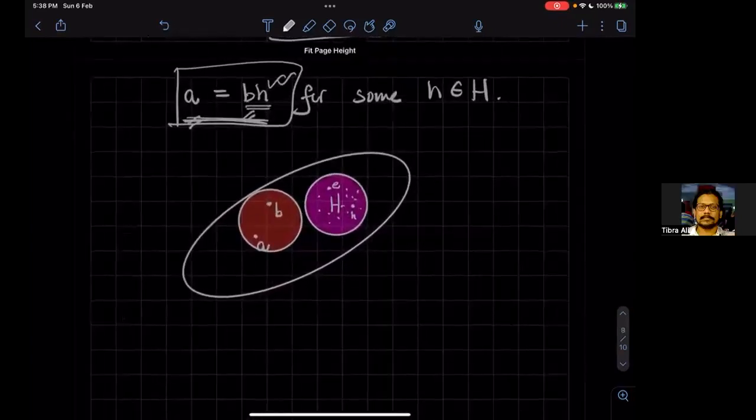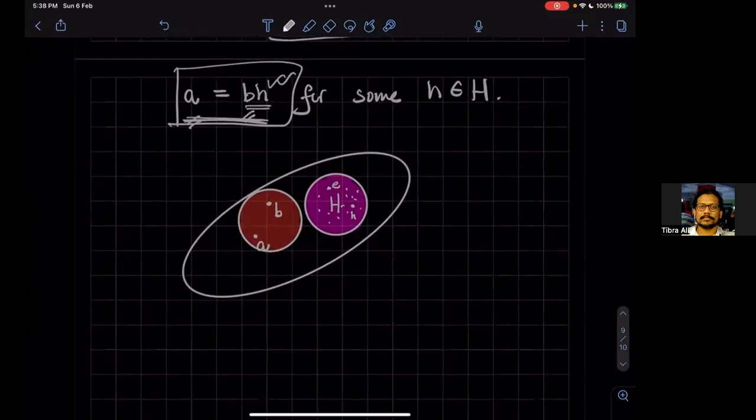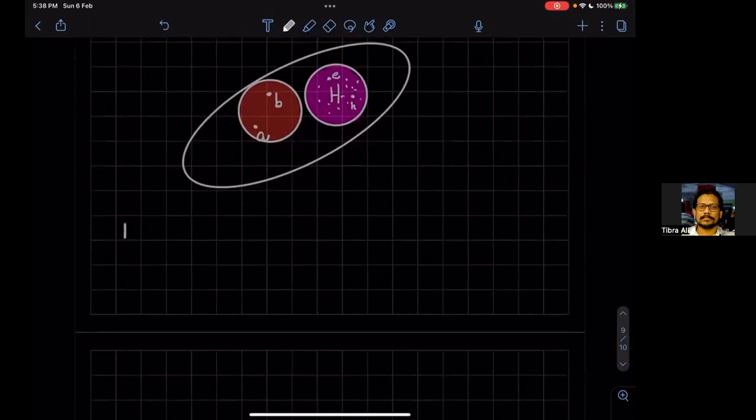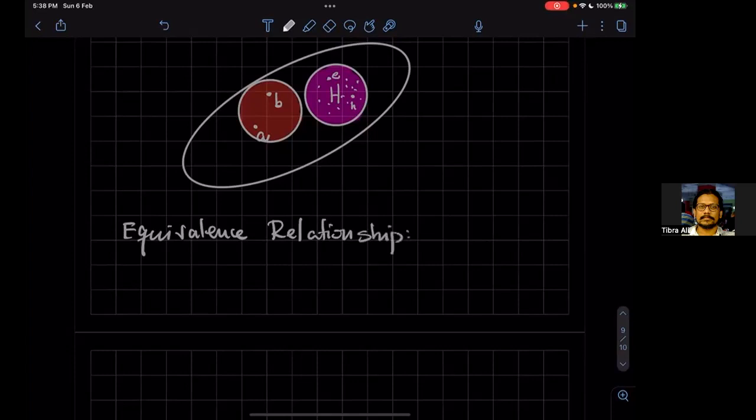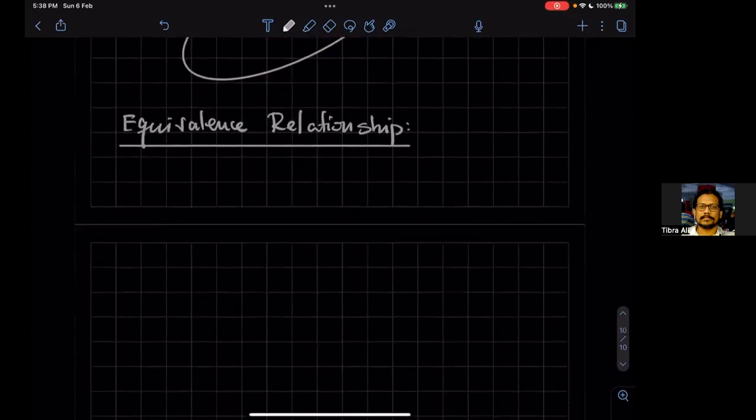All right, so this is a picture, and now let us prove that this is actually an equivalence relationship. So an equivalence relationship will satisfy three axioms or three properties. The first one is called reflexivity, which says that A is equivalent to itself.